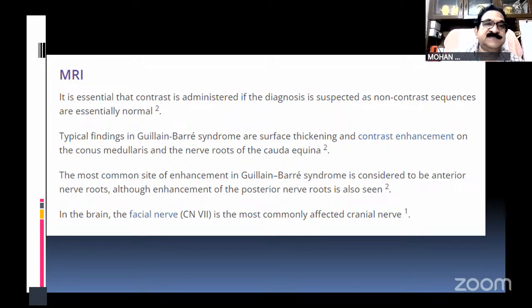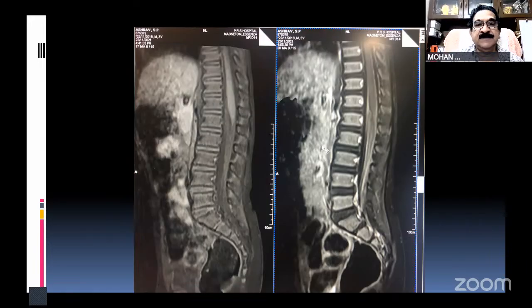Now, this is from the literature. It is essential that contrast be administered when the diagnosis is suspected. Typical findings in GBS are surface thickening and contrast enhancement of the conus medullaris and the nerve roots of the cauda equina. The most common site of enhancement in GBS is considered to be the anterior nerve roots, although enhancement of the posterior roots is also seen. In the brain, the facial nerve is the most commonly affected cranial nerve by enhancement.